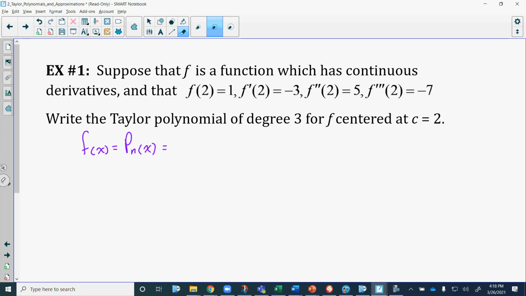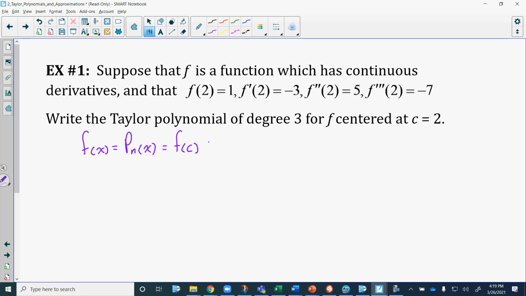So here, all I'm going to do is write out the general formula, what the Taylor polynomial is. If you want to write it down in your notes, by all means, go for it. Otherwise, you don't need to, but I'm a big believer that anytime you're using a rule, you should write it down, and so that's what I'm doing here.